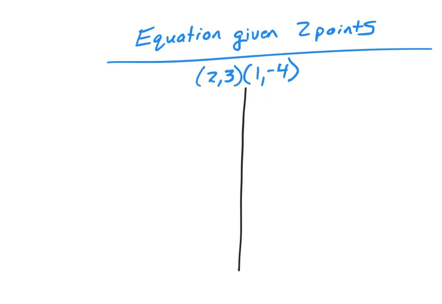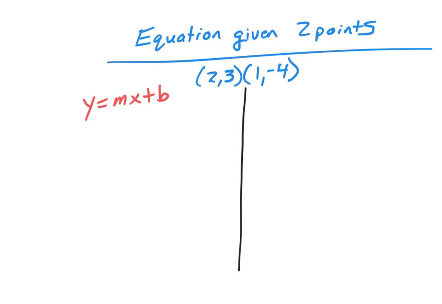So the first one, all we're going to use is y equals mx plus b. Okay. We're going to start with y equals mx plus b. Well, before I can put it into y equals mx plus b, I have 2 points, but I don't have the slope. What am I going to do to find the slope?